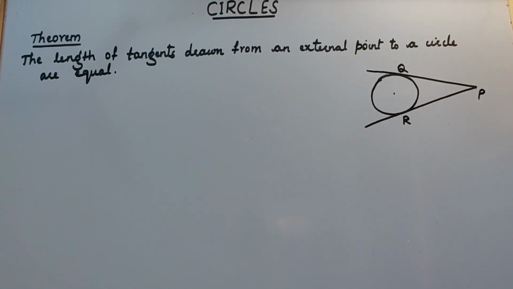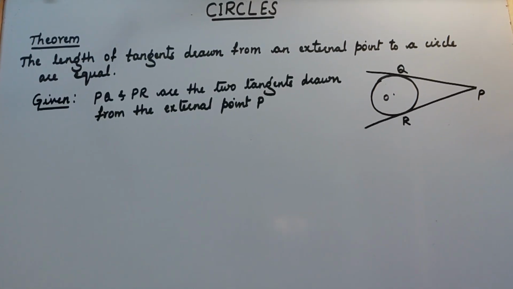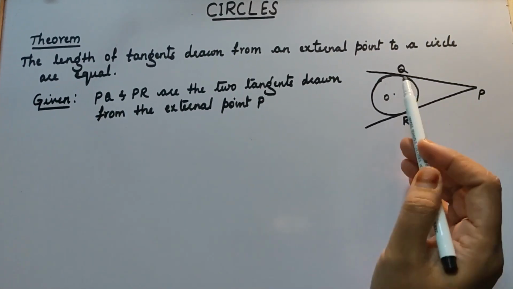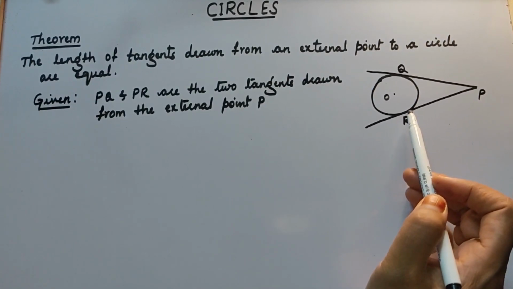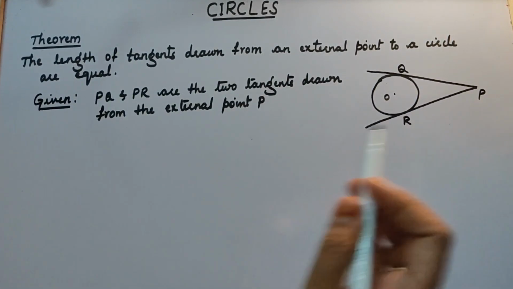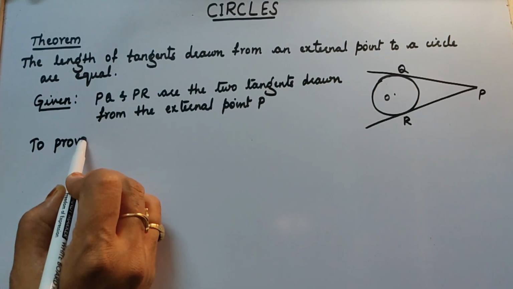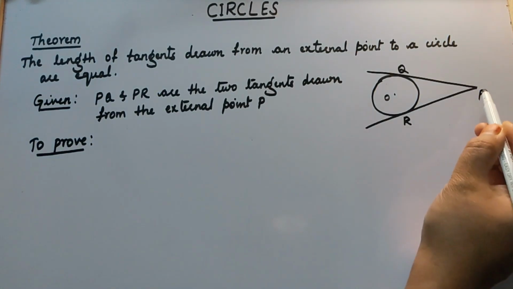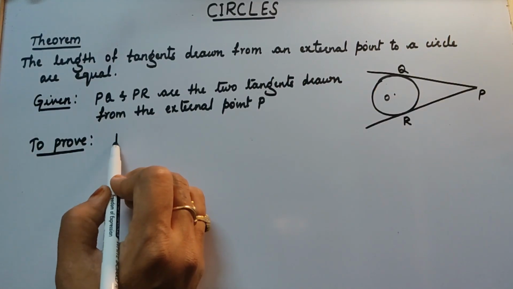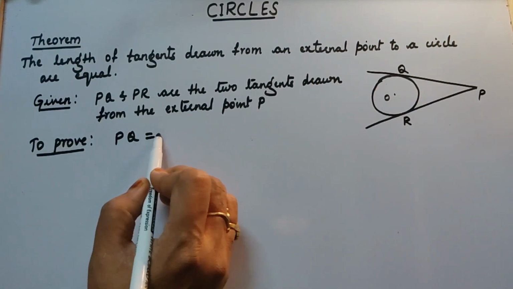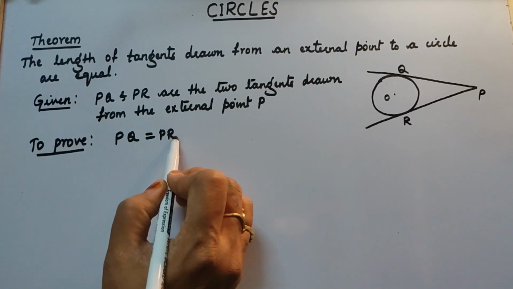Students, now let us write that. Now what we need to prove? That these two tangents are equal, we need to prove, that PQ is equal to PR.